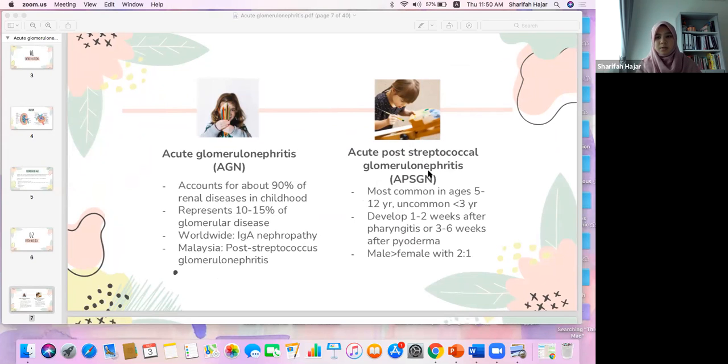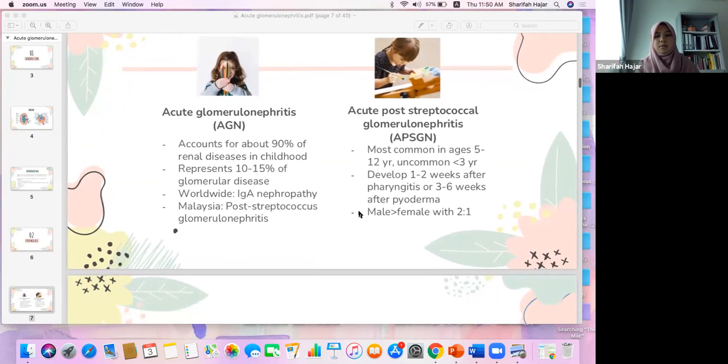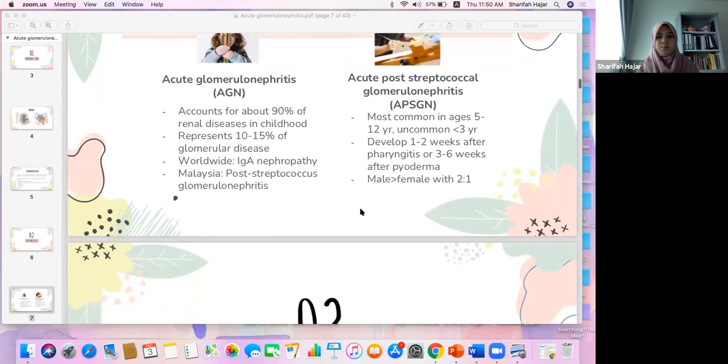It is most common in age 5 to 12 years, but it is uncommon below 10 years. And it develops 1 to 2 weeks after pharyngitis, or 3 to 6 weeks after pyoderma. And it is predominant in male compared to female with a 2 to 1 ratio.